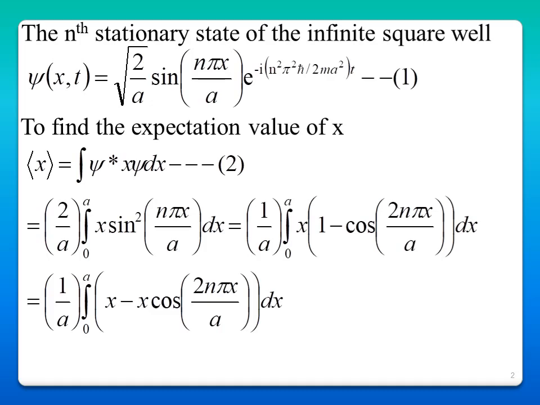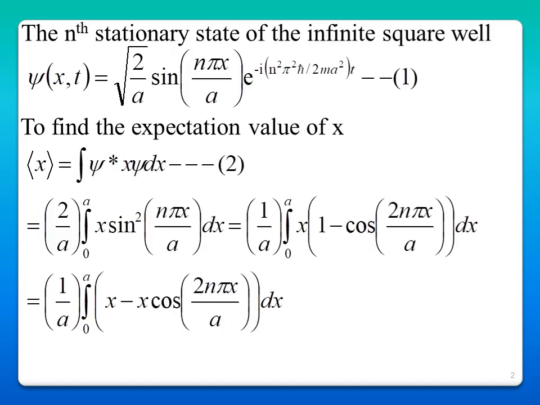So the nth stationary state of the infinite square well has the wave function psi of x comma t equal to square root of 2 by a sin n pi x by a e power minus i n squared pi squared h cross divided by 2m a squared into t. Now you have to find out the expectation value of x. So the expectation value of x is integral psi star x psi dx.